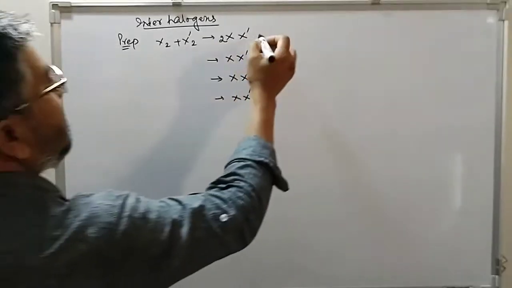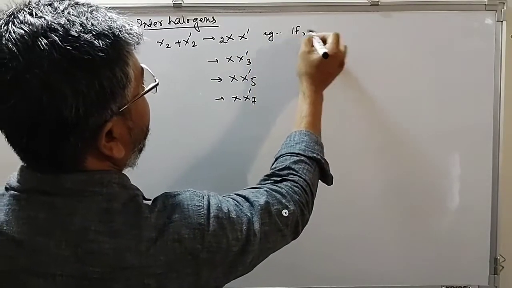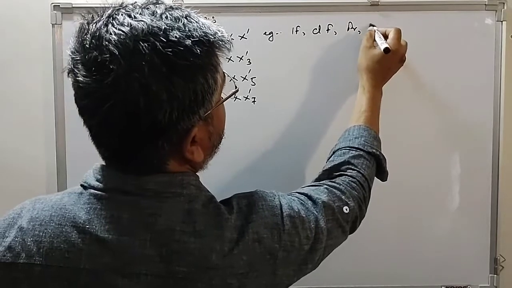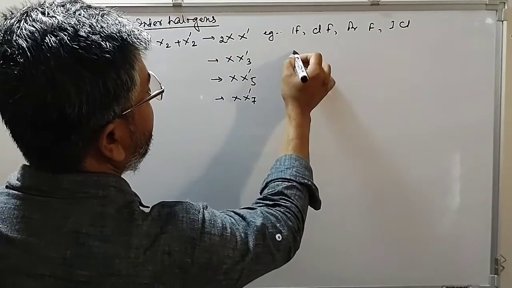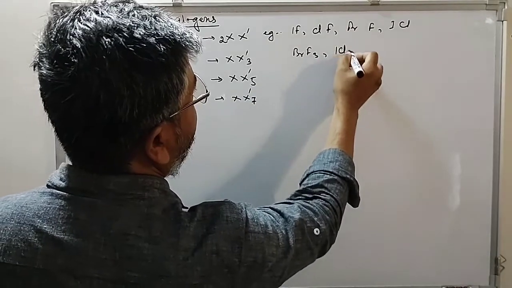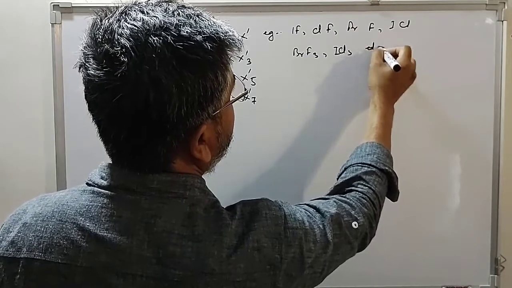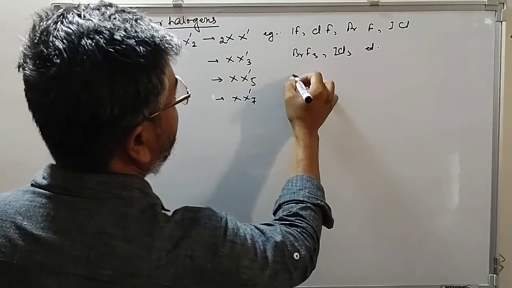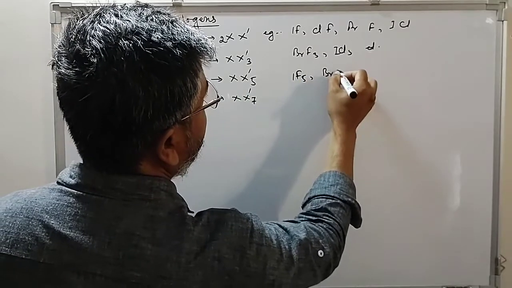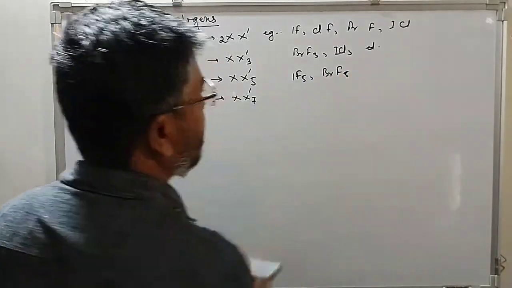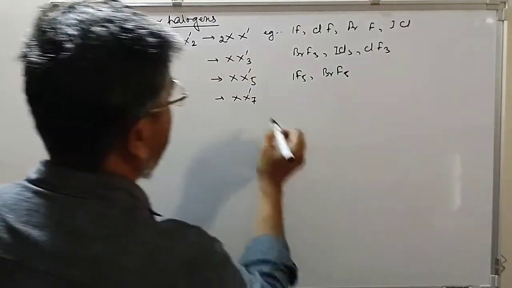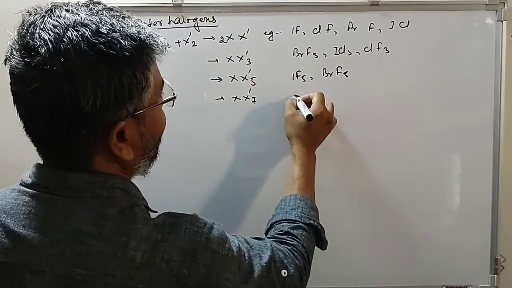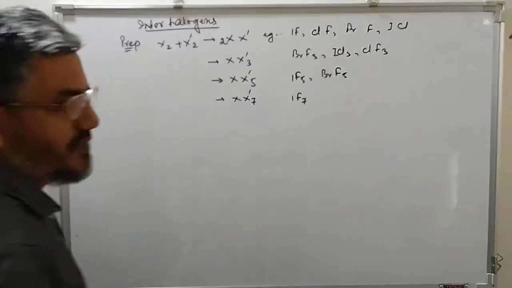So examples: we can have IF, ClF, BrF, FICl, etc. For XX prime 3, examples are BrF3, ICl3, etc. For XX prime 5: IF5, BrF5, etc. For XX prime 7, the only example is IF7.